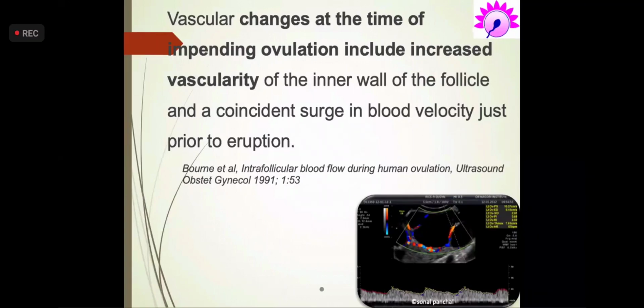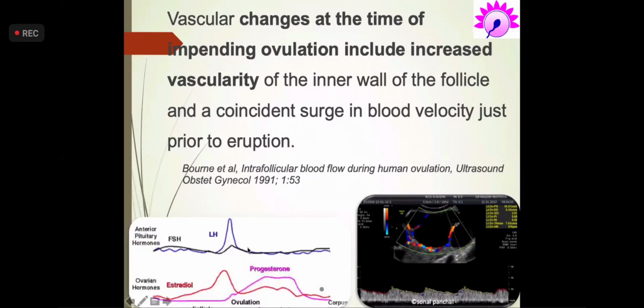And vascular changes at the time of impending ovulation include increased vascularity of the inner wall of the follicle and a coincident surge in the blood velocity just before the eruption. So this is what happens at the surge. So here the estrogen level starts rising and the RI falls.